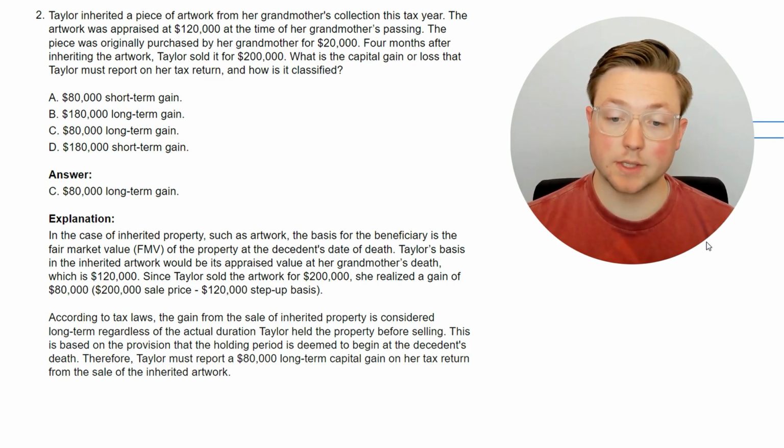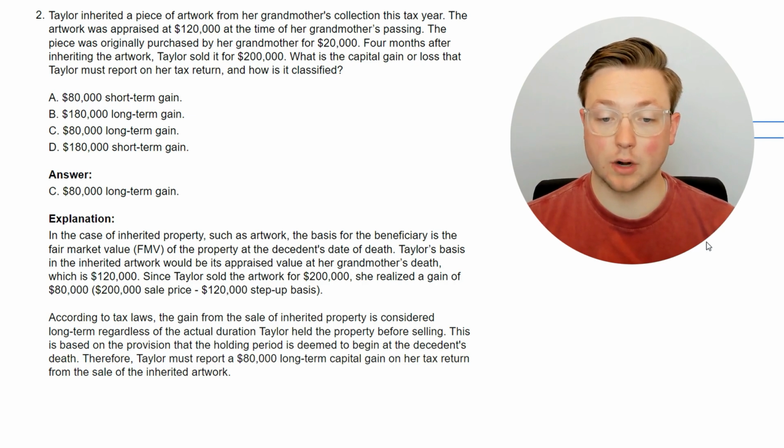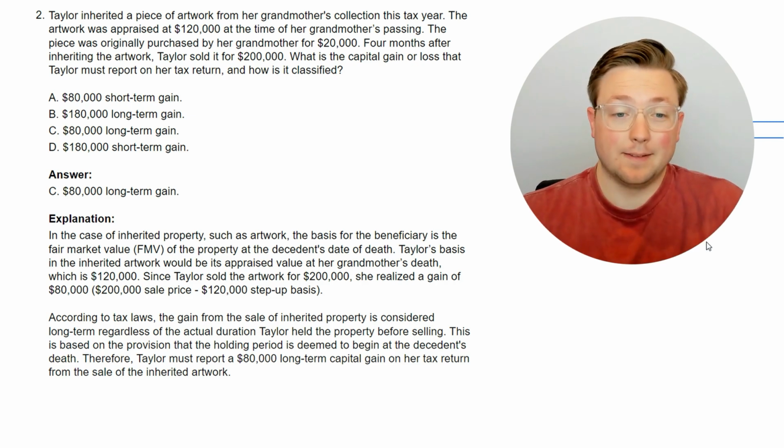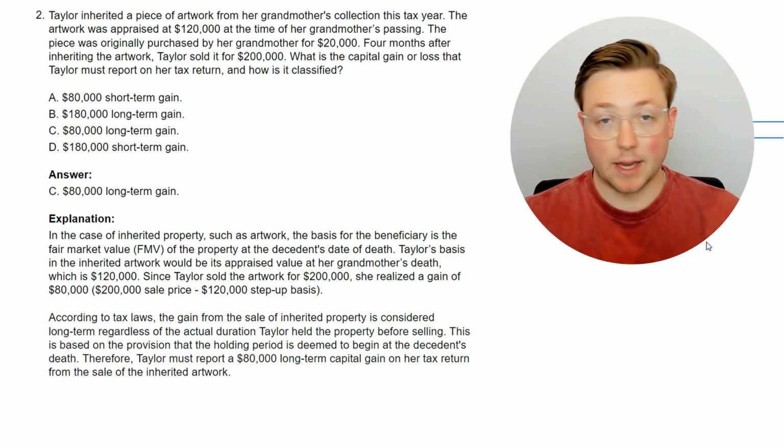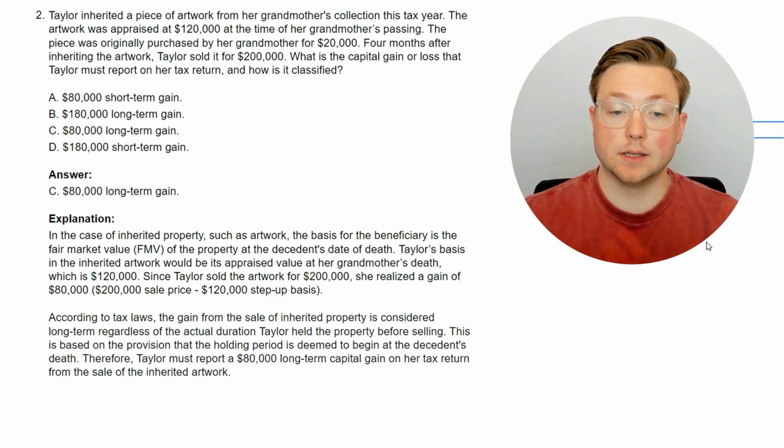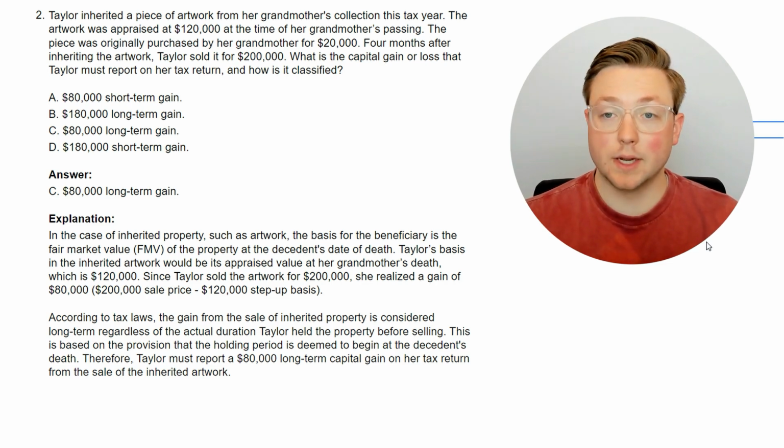According to tax laws, the gain from the sale of inherited property is considered long-term regardless of the actual duration. All right, so that's, again, really straightforward. Always long-term, whether it's a gain or a loss, and it uses the stepped-up basis at the date of the death. Again, there could be one other date that's used, and we will see that in the next question. So let's go ahead and go to the next question.